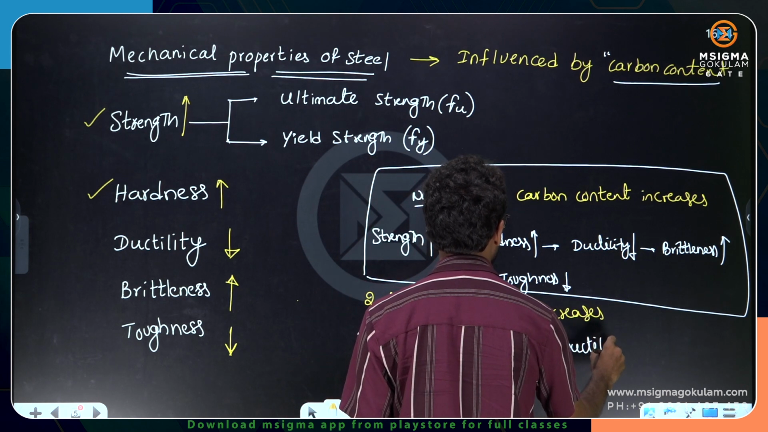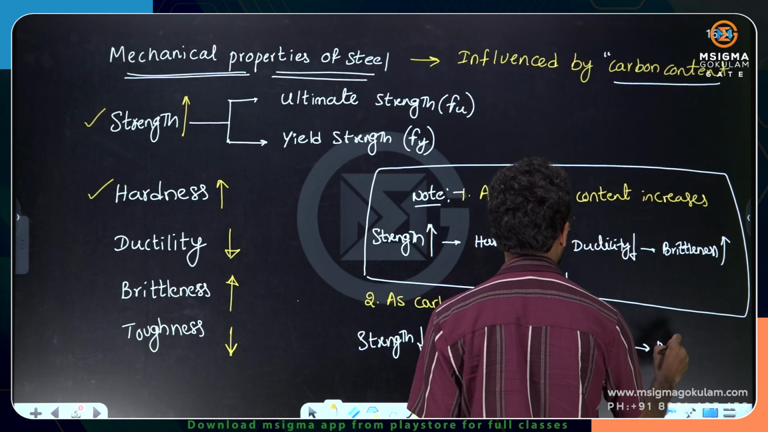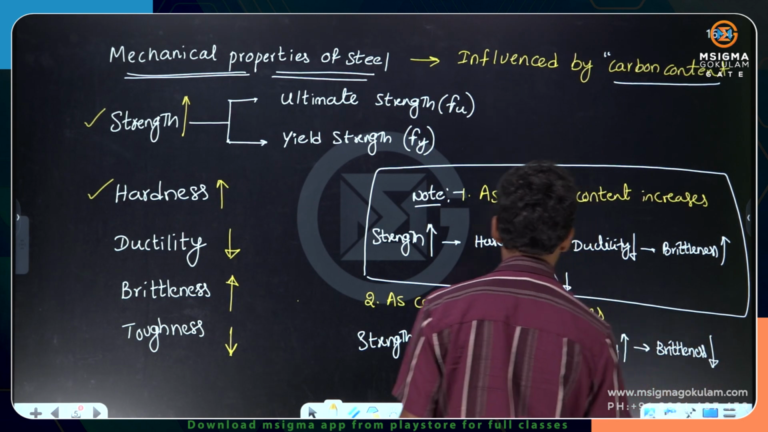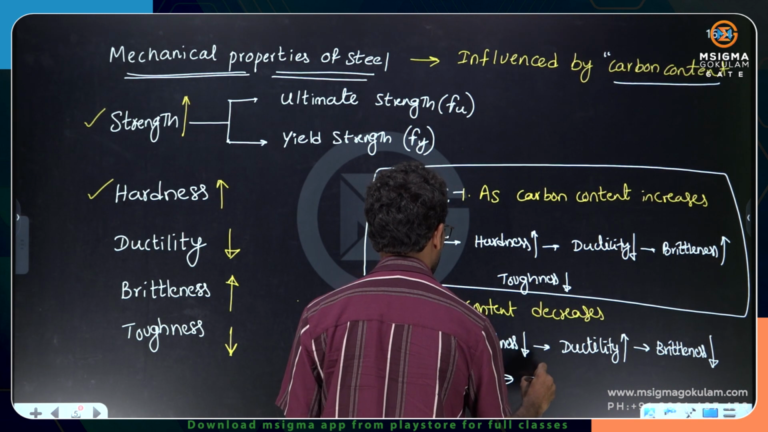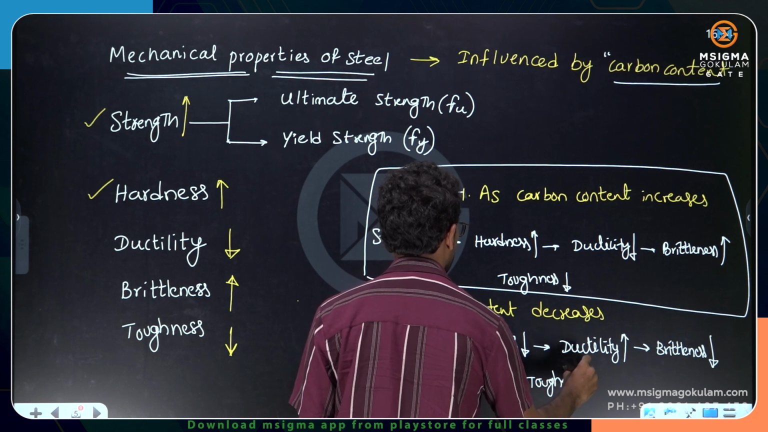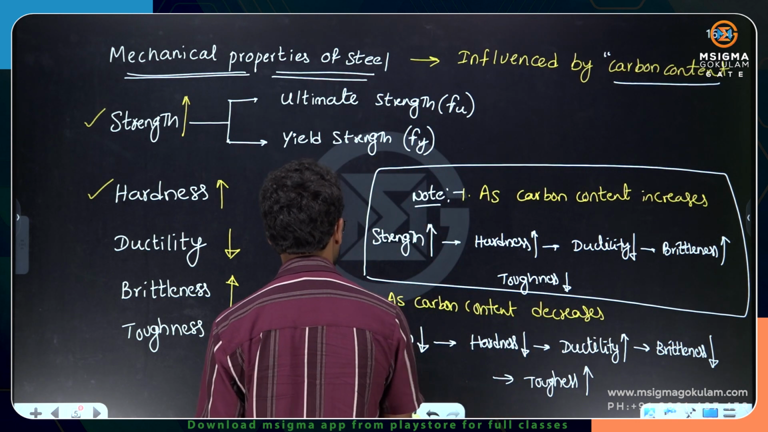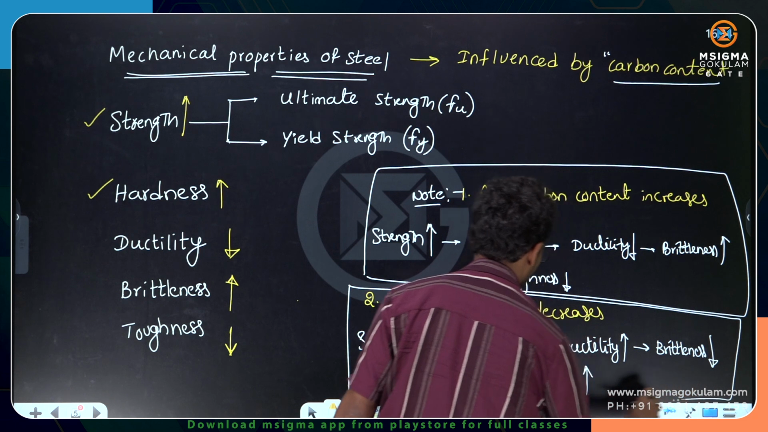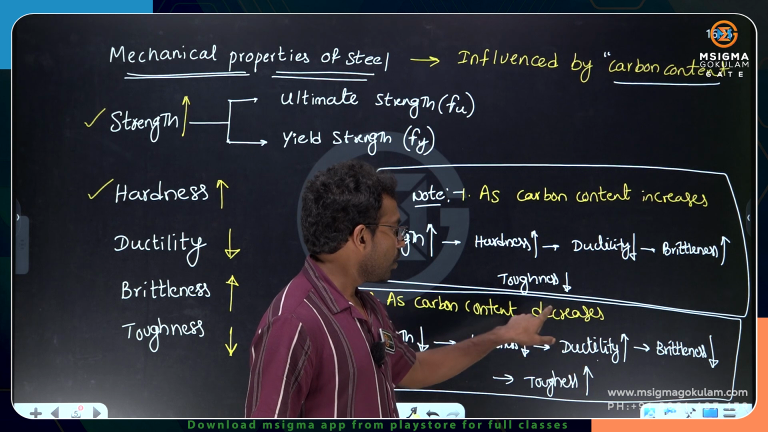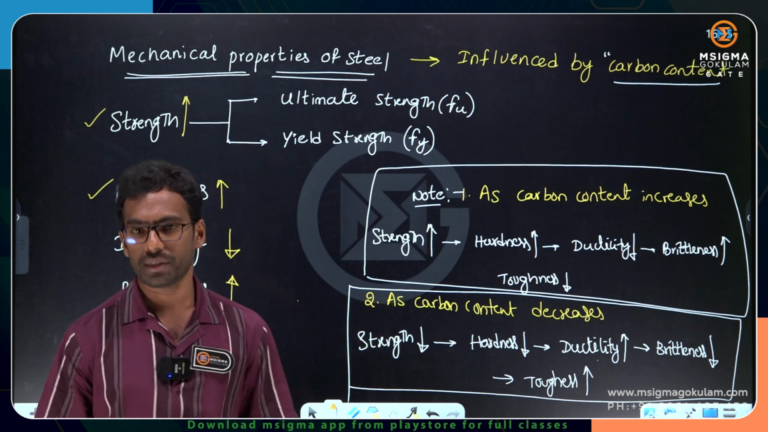So that's why low carbon steels are highly ductile. Ductility increases, brittleness decreases, and toughness increases. So low carbon steel means the carbon content decreases, that is, lowering the carbon content. So low carbon steels are highly ductile. Please make a note that low carbon steels are beneficial for us in terms of ductility and toughness.